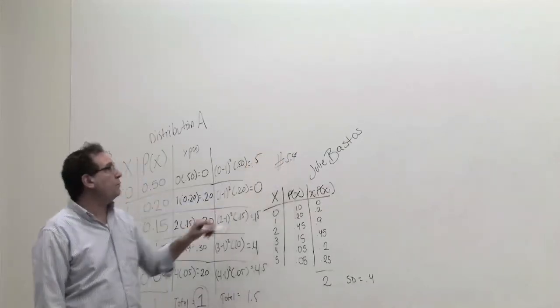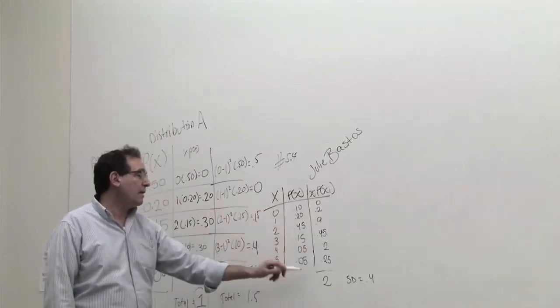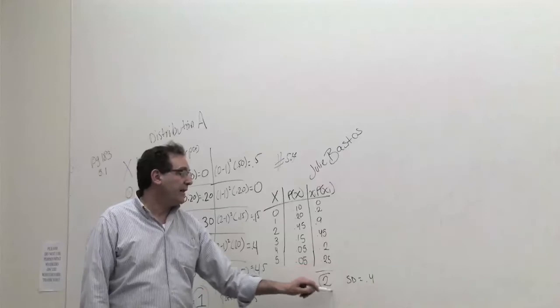5.4, okay, 5.4 perhaps. It's this times this, this times this, this times this, and it came out to 2, and that's how you get the E of x.